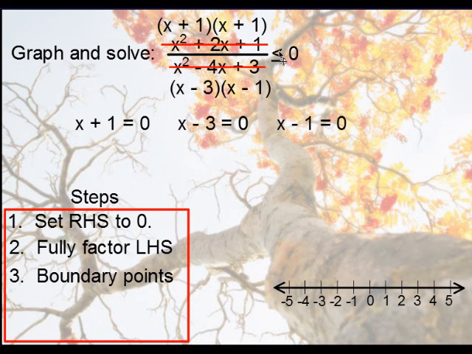Never mind the arrow for now. So x plus 1 equals 0, and by the way, we got that twice, so no need to be repetitious. x minus 3 is 0, x minus 1 is 0, and that's what we get. So let's take these three numbers and then plot them on this number line.